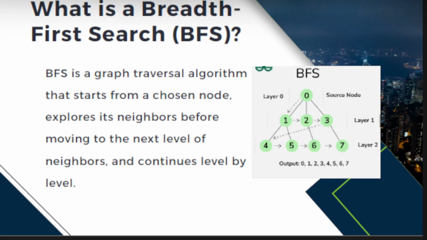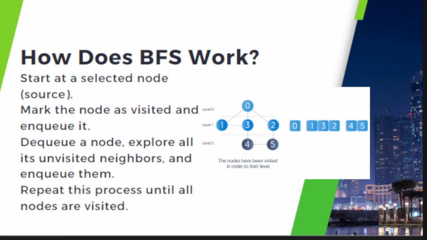Breadth first search is a graph traversal algorithm that starts from a chosen node, explores its neighbors before moving to the next level of neighbors, and continues level by level. This makes BFS ideal for finding the shortest path in unweighted graphs. Now, BFS works by using a queue to explore a graph level by level.